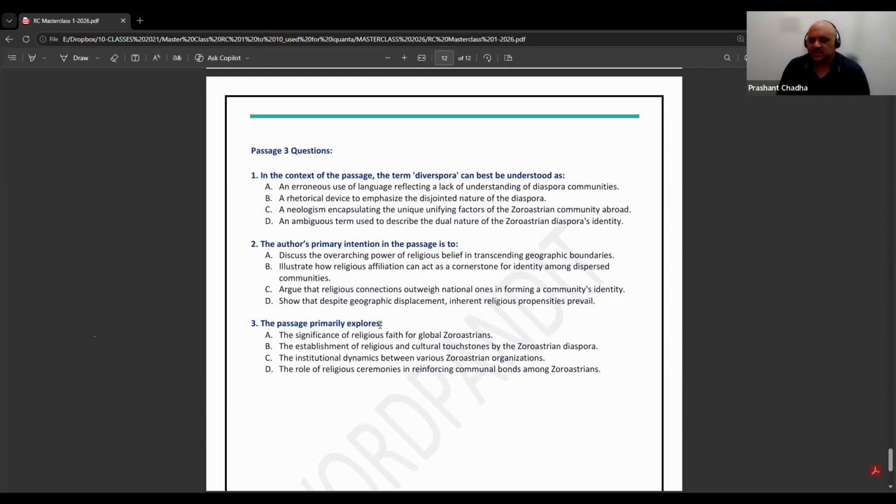Creation of new words. When you coin a new word, Neo is for new. Logos, LOG or LOGOS is for words.